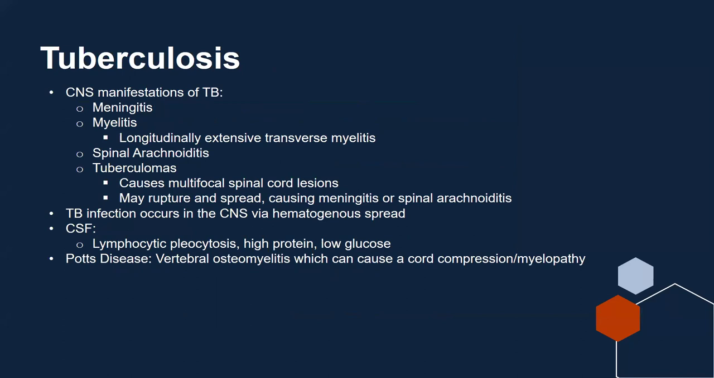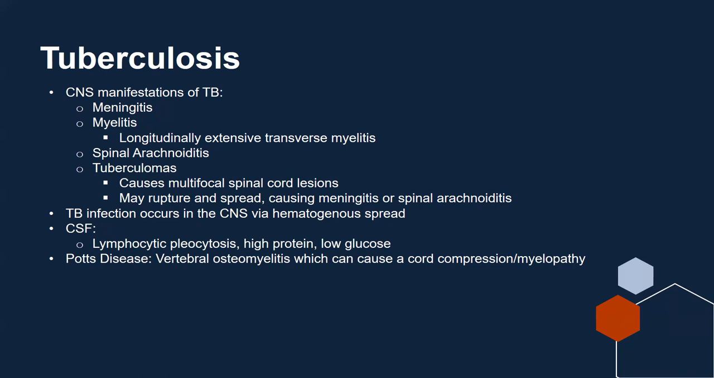And then lastly, I do just want to briefly touch on CNS infections caused by TB. You could do an entire lecture on CNS manifestations of TB. It can cause meningitis, myelitis, spinal arachnoiditis, or tuberculomas of the CNS. So it can cause all of these syndromes that we've talked about. TB causes CNS infection primarily via hematogenous spread. Tuberculoma specifically can cause multifocal spinal cord lesions as well as multifocal parenchymal lesions.